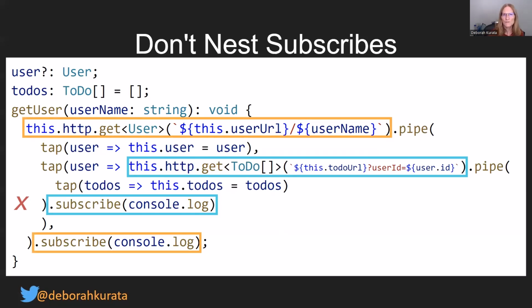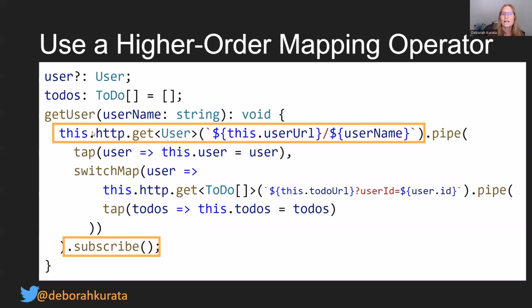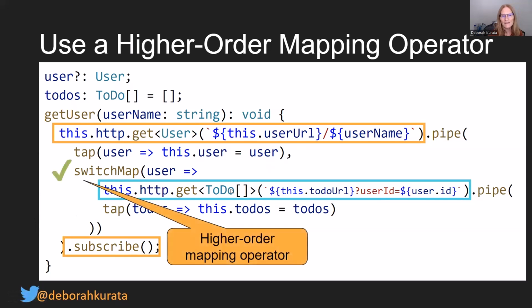So if you want to resolve this, but still stay procedural, there's a way to do that by using higher order mapping operators. So here we're using a switch map. In this case, we have our first HTTP GET where we're getting the user and we're subscribing. Then inside, we're issuing this HTTP GET to get all of the to-dos. By using switch map, which is a higher order mapping operator, it will automatically subscribe to its inner observable.